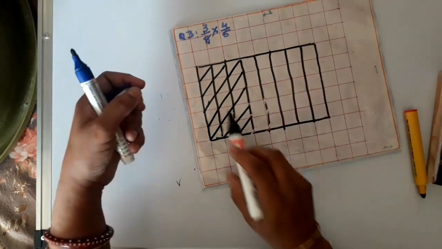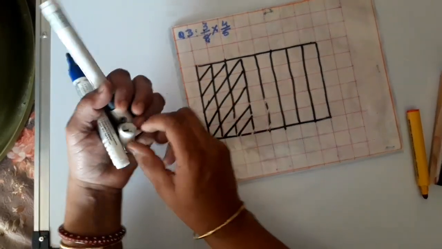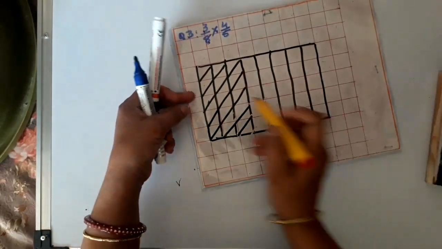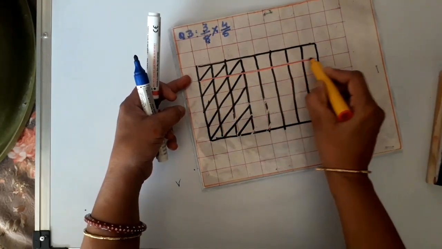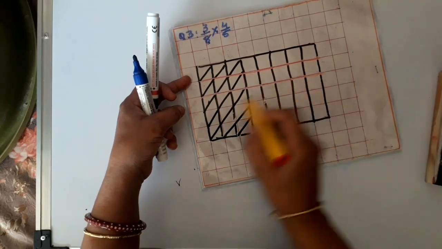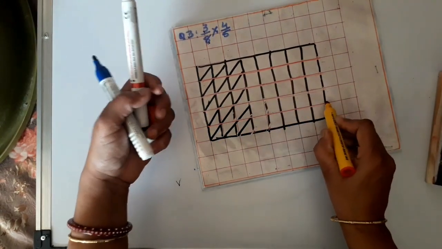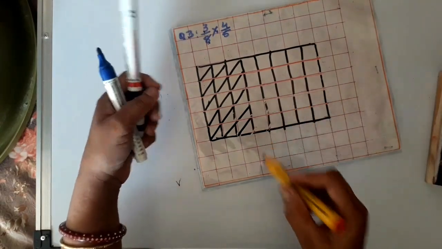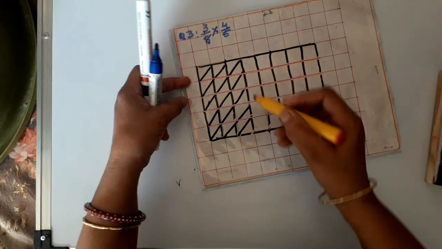Is it okay? So this represents 3 by 8. Now I have to show 4 by 5. So I have to divide this thing into 5 equal parts. 1, 2, 3, 4 and 5. Out of these 5 equal parts, 4 parts I need to shade.